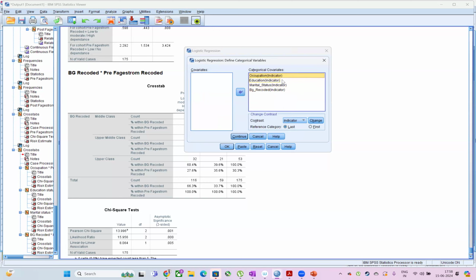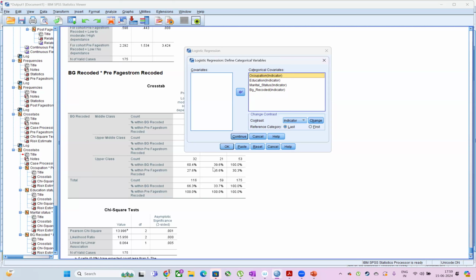If you see here, 1 is middle class, 2 is upper middle class, and 3 is upper class. Ideally, in the independent variable, the last one will be the reference because that is the least risk, the least risk in case of nicotine dependence. Each study title, study design, or study hypothesis will have different definitions of what constitutes the least and the highest risk. For this one, upper class is the least risk and middle class is the highest risk.